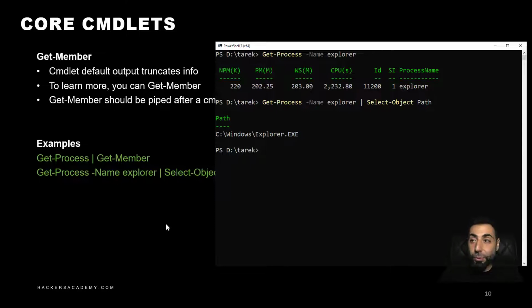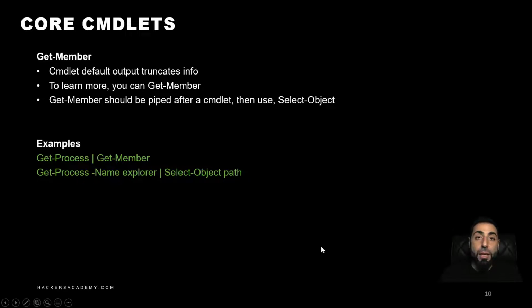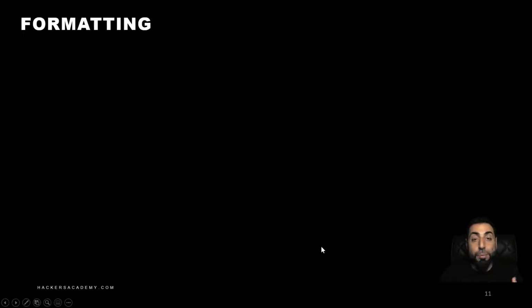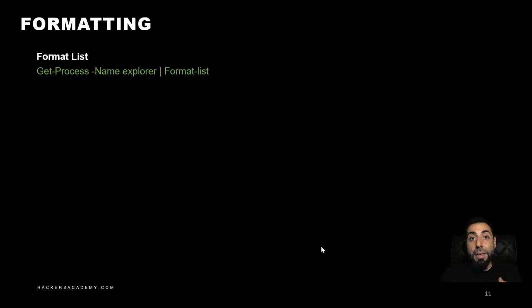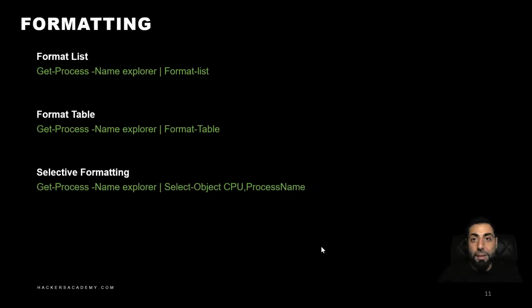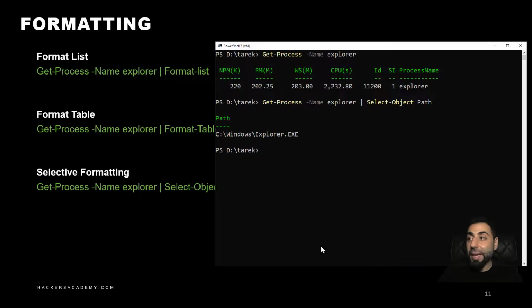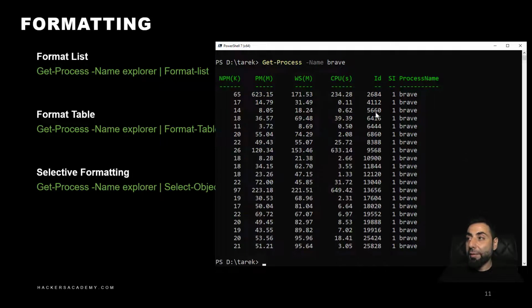Now you might have noticed that the output here is formatted as a table. In PowerShell, we have three main types of formatting: the list, the table, and the selective formatting, if you will. So the table is what we're looking at over here, right? If I do this, but instead of Explorer, I'm going to use Brave, you see that I have a table of a bunch of different Brave browsers that are open.